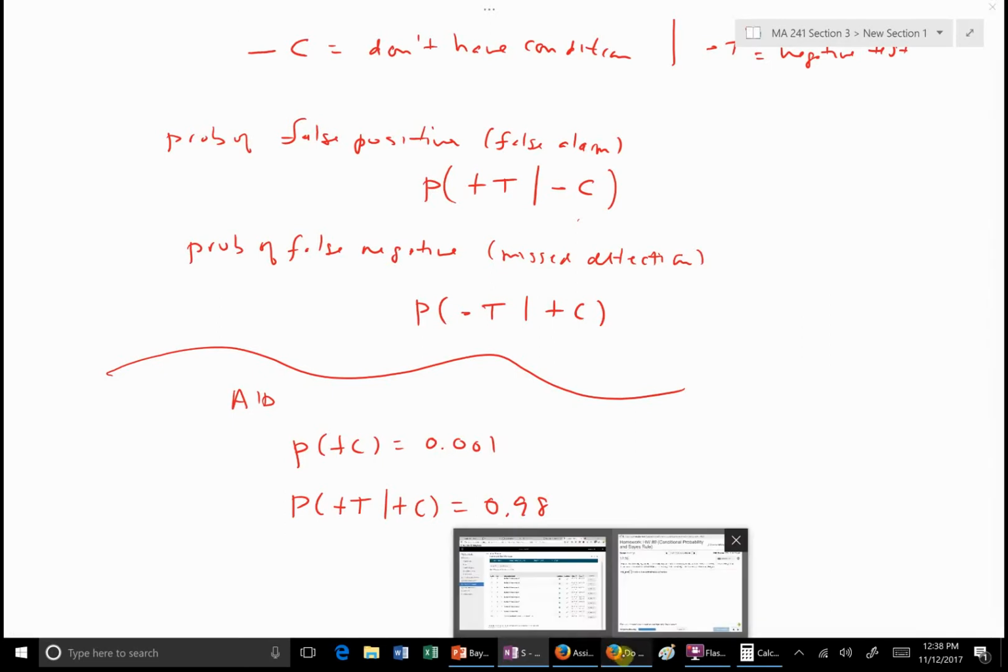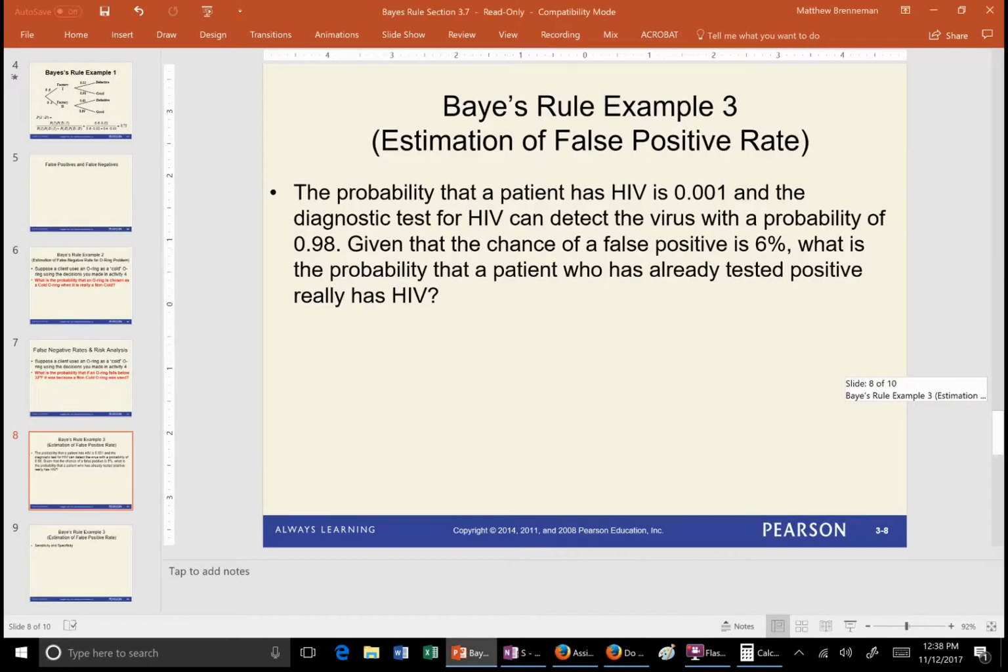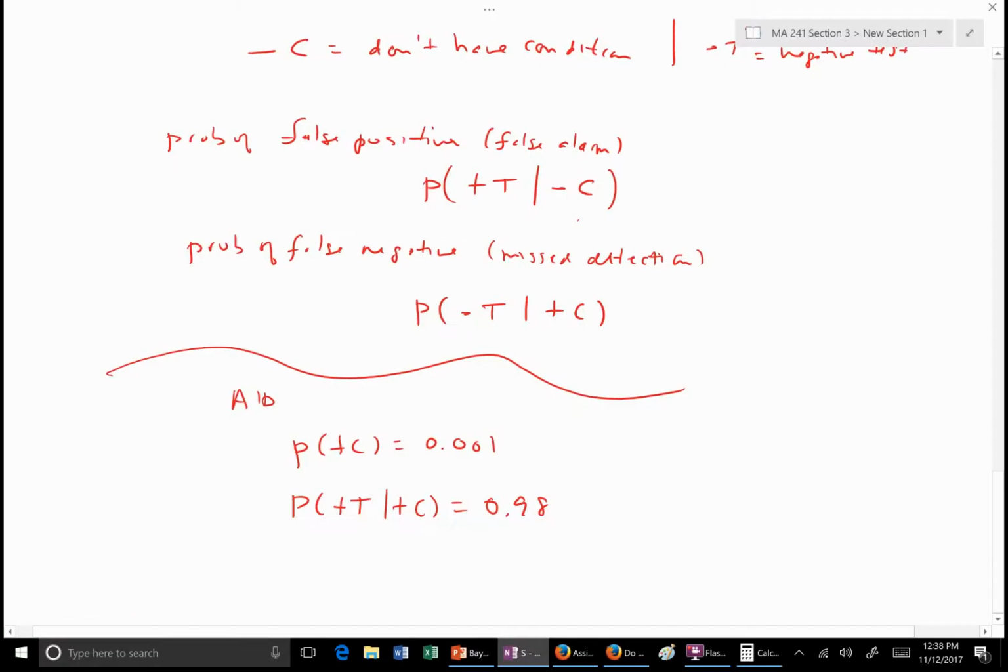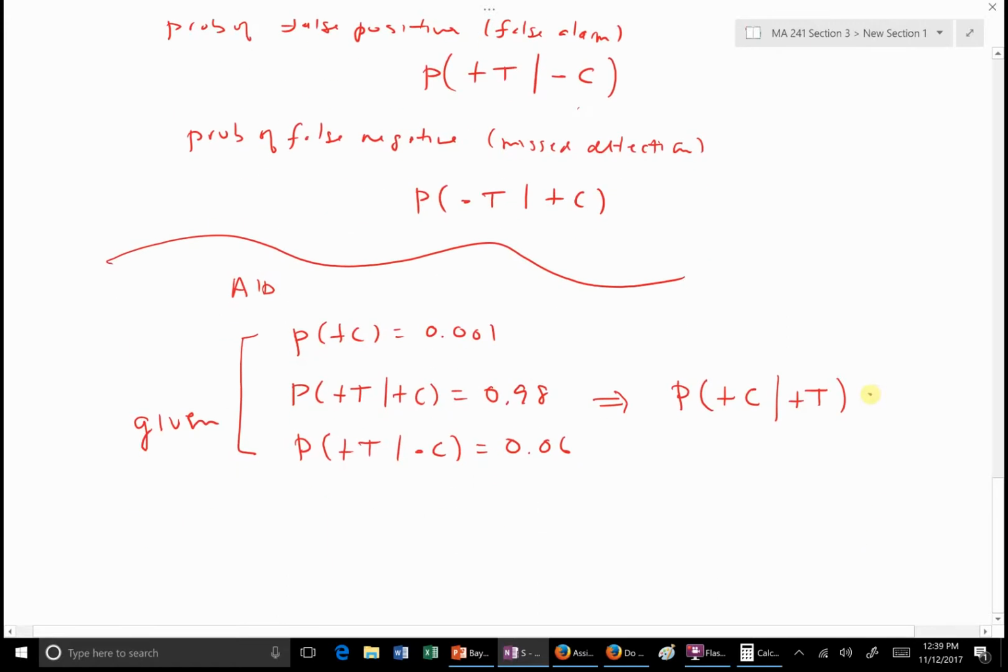And finally, we're told the probability of a false positive is 6%. So let's break this down. The probability of a false positive means you have a positive test, but the person didn't have the condition, and that's 0.06. So this is what we're given. And of course, the obvious question we want to ask is, what is the probability that a person has the condition, that is, to have AIDS, given that they have a positive test? That's what we want to figure out.